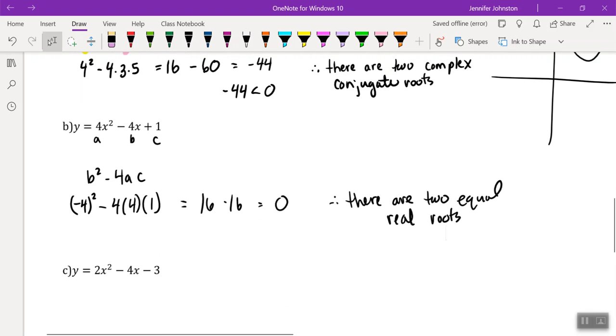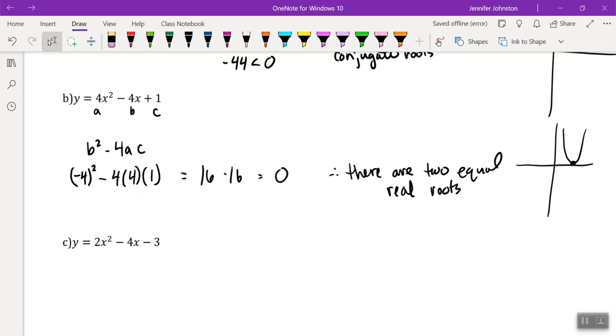All right, so that's going to be where it touches at one specific place. So it could look something like this, where it's just touching the x-axis at one place, but there's actually 2 roots there. They're both equal. So they're kind of like on top of each other.